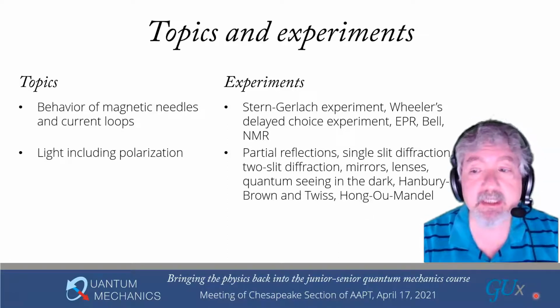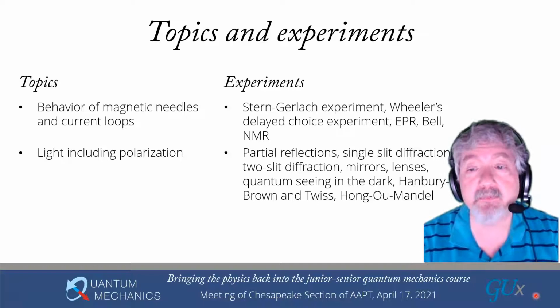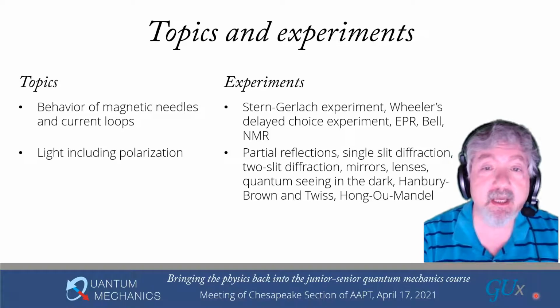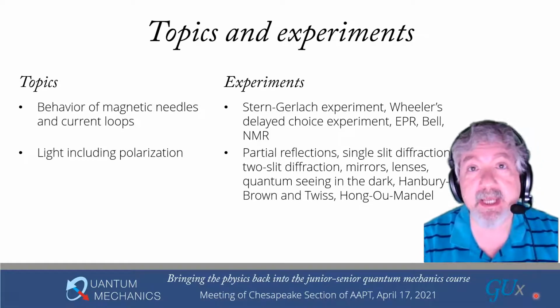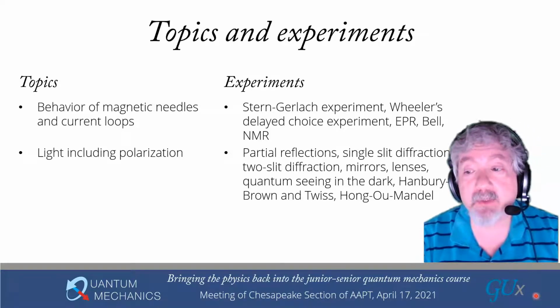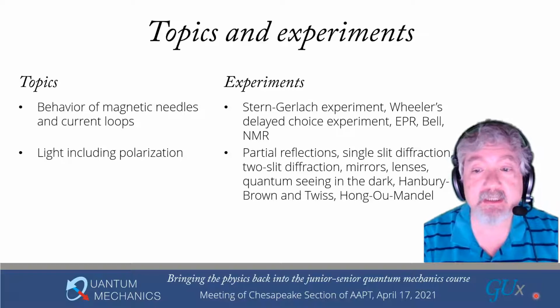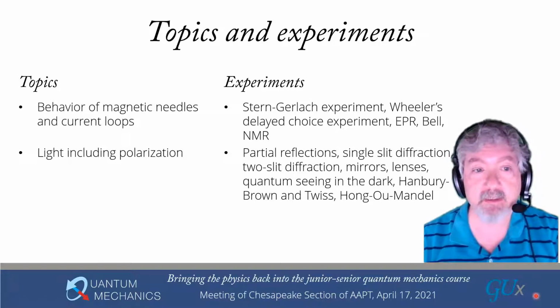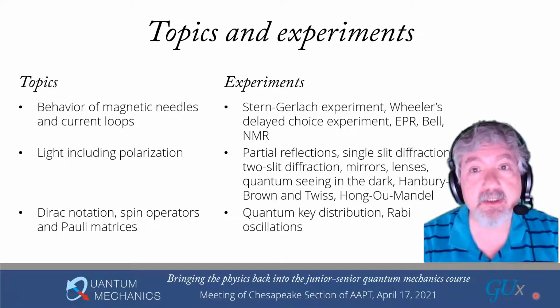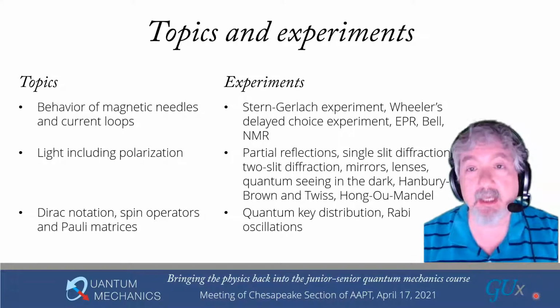We then introduce light. And there we start with partial reflections, moving on to single slit diffraction, 2-slit diffraction. We discuss mirrors and lenses, a phenomenon called quantum seeing in the dark, which is an interaction-free measurement. We also can talk about Hanbury Brown and Twiss, and we can bring in multiparticle physics and entanglement by talking about the Hong-Ou-Mandel experiment. In addition, we introduce formalism with Dirac notation, spin operators, and Pauli matrices, and from this we also can make contact with some different experiments like quantum key distribution and the phenomenon of Rabi oscillations.